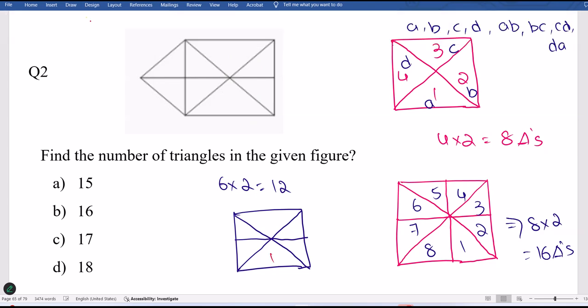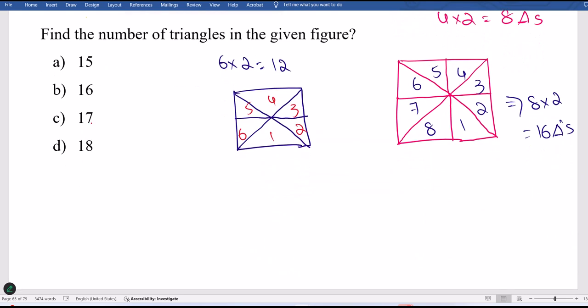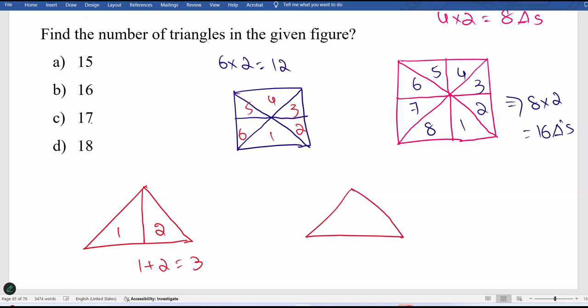Then also 1, 2, 3, 4, 5, 6. This is the square related model. Now related to the triangle shape, you have to calculate triangles only. Here 1, 2: 1 plus 2 equals 3 triangles will be there. If you have it like this, 1, 2, 3: 1 plus 2 plus 3, 6 triangles will be there.